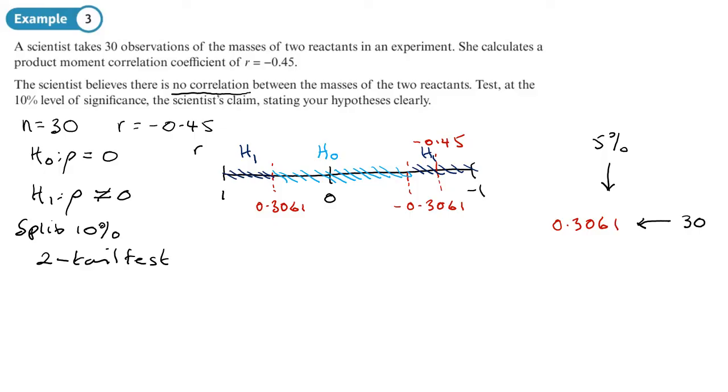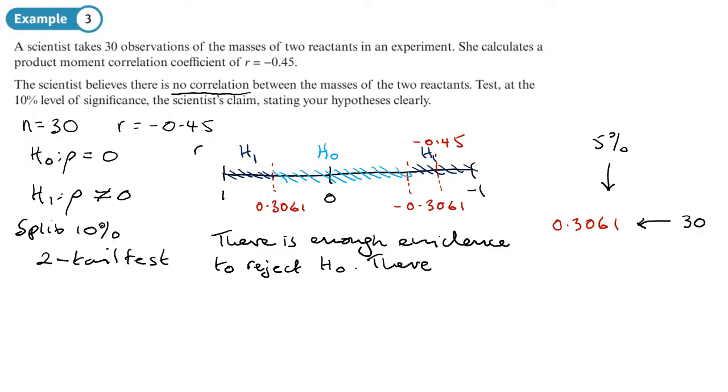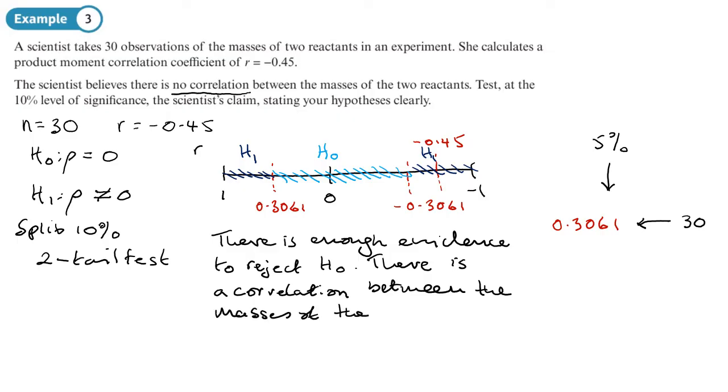Yeah. So our conclusion is that we say that there is enough evidence to reject H0. Okay, there is a correlation. In fact, it looks like a negative correlation between the masses of the two reactants. Or you might say that, you know, the scientists' claim or belief is incorrect, something like that.